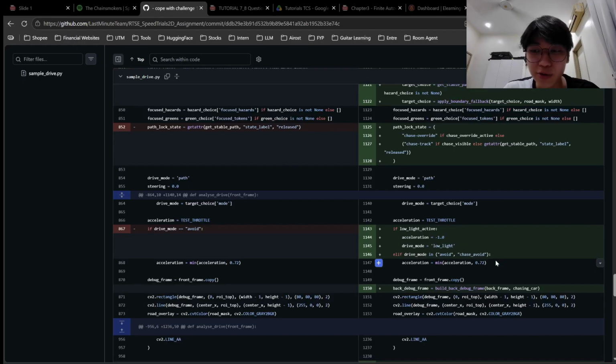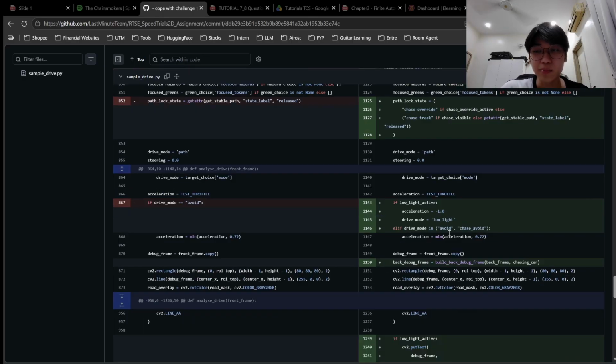This is the direct actuation for Challenge 1. If the low light is active, then the acceleration is forced to negative 1.0, which is what the game requires for us to solve the brightness problem.